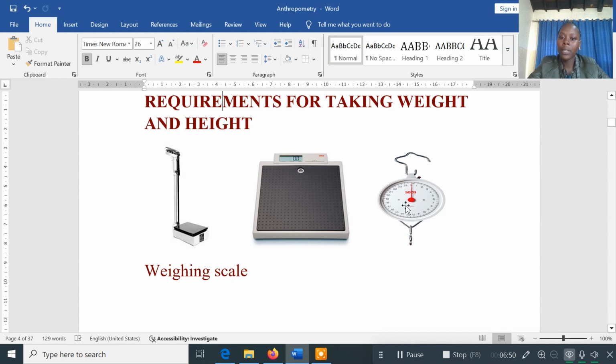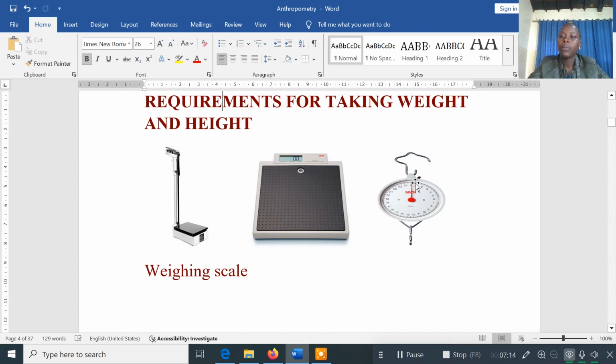Okay, and we also have this other weighing scale that you're seeing here in the corner. This one is a spring type. For this weighing scale, it is used to take weight for babies who are able to at least sit. We don't use it to take weight of neonates and infants, but for babies who are at least 3 months and above.